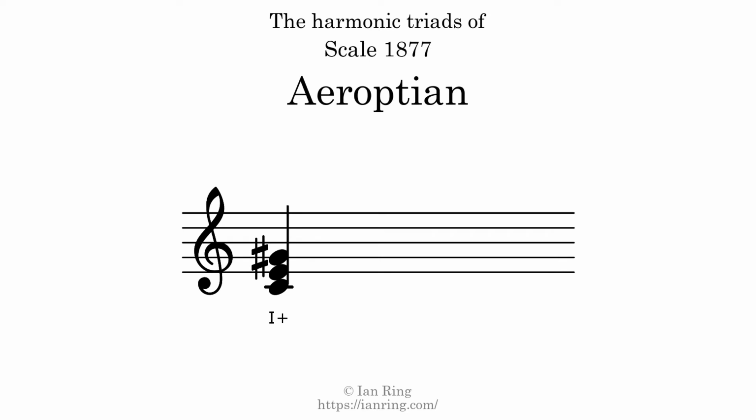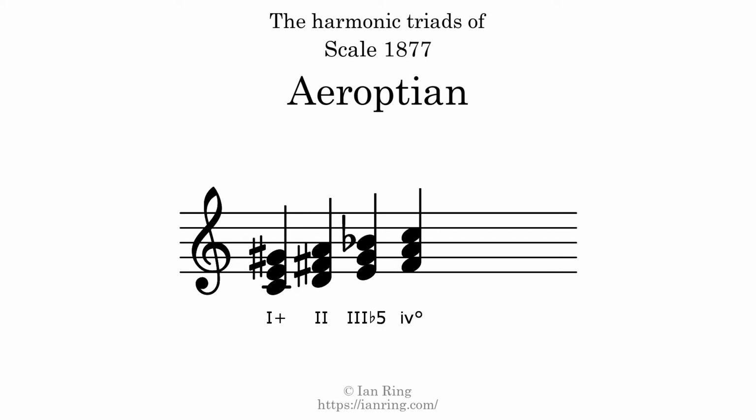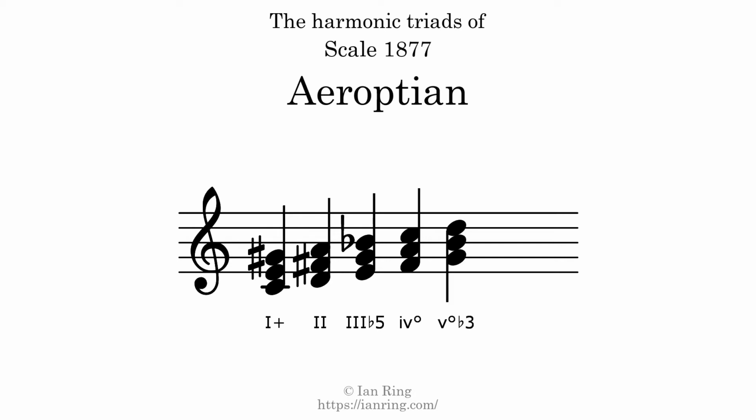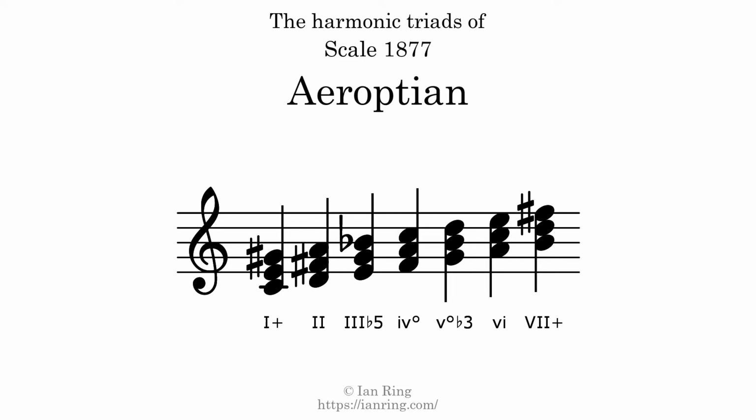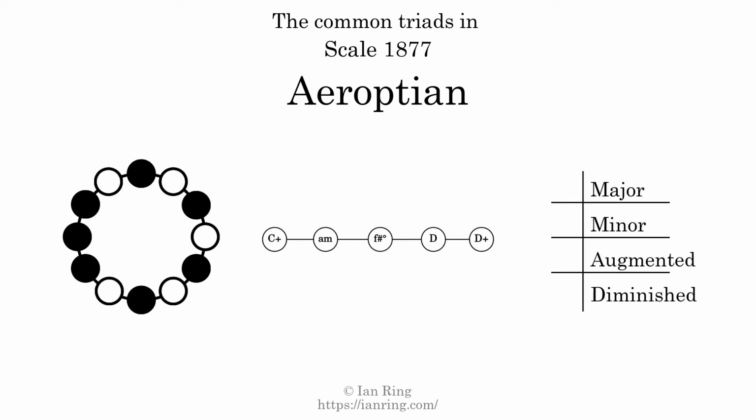Here are the harmonic triads present in this scale. Augmented, major, major flat 5, diminished, diminished flat 3, minor, augmented. Here are the common triads present in this scale. The diagram in the center is a graph of parsimonious voice leading between triads.